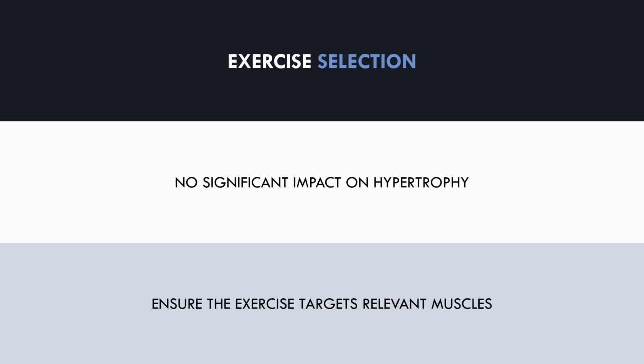Let's now discuss exercise selection for muscle hypertrophy. Exercise selection refers to what exercises are used to train each muscle group. The exact exercises chosen to train a particular muscle group doesn't have a significant influence on muscle growth. This is because the goal of the exercise is to simply stress the muscle, which can be achieved with a wide range of different exercises for the same muscle group. However, we do want to ensure that the exercise we use does actually stress the muscles we are targeting.